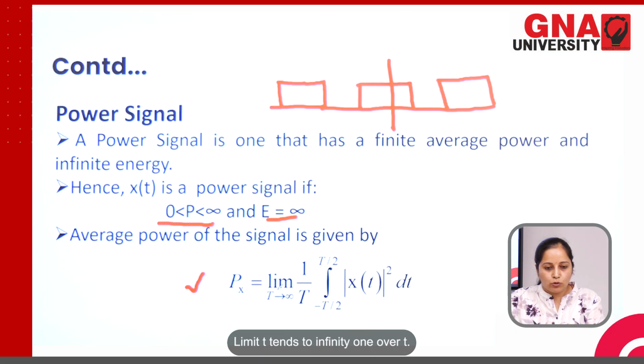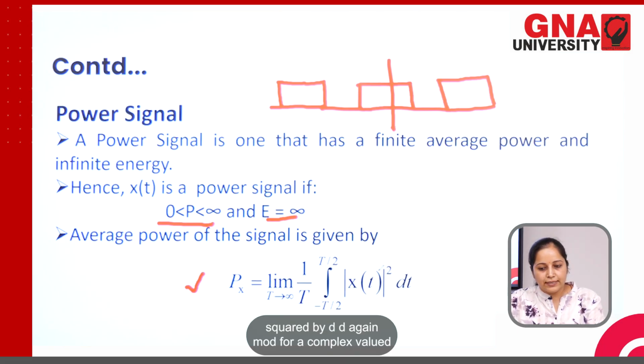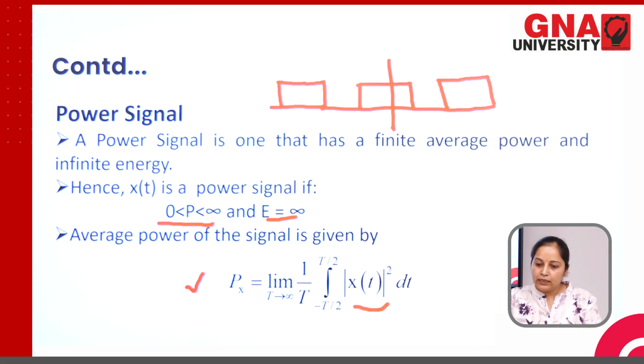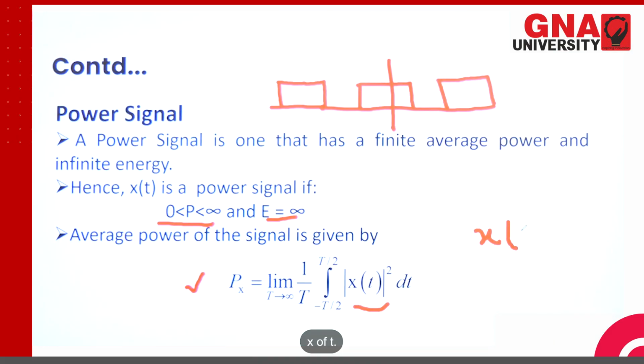Power is equal to the limit as T tends to infinity of 1 over T, integration from -T/2 to T/2 of mod of x of t squared dt. Again, mod is for a complex valued signal. And for a real valued signal, we can write x of t squared into dt.